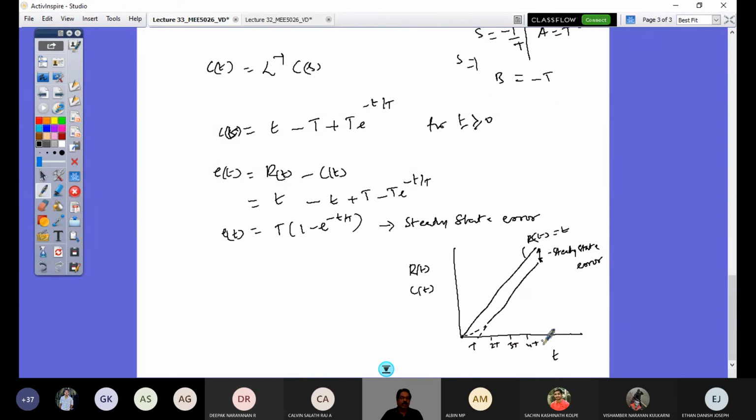So here you see this difference R of t minus C of t. So this is your C of t. If you plot this, t minus t plus t e raised to minus t by t, it would go in this fashion, right? So when this error is going to be, see this error here, this difference is going to be t. This error E of t is going to be t if t tends to infinity.